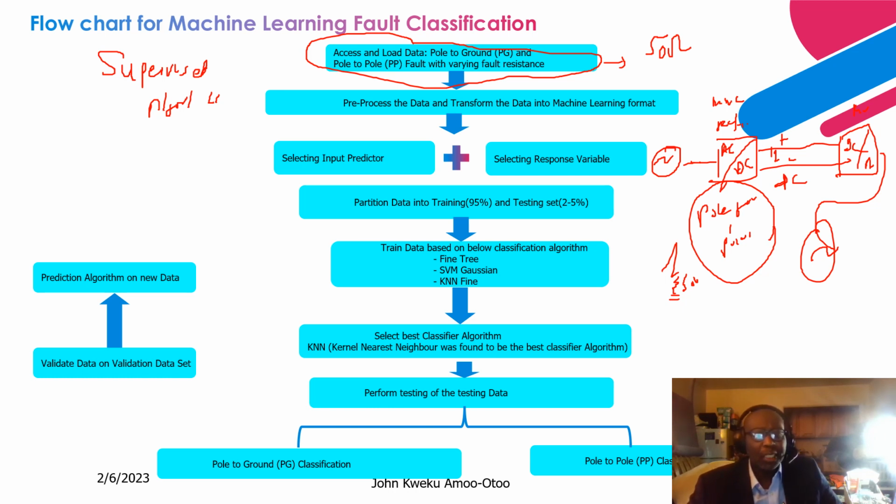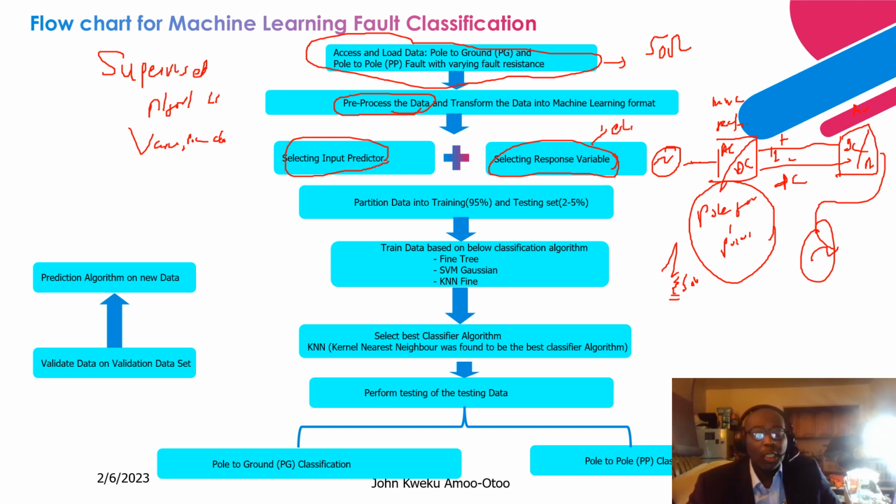The first thing I did was pre-process the data. Pre-processing the data means assigning all the variables, the predictors and the classification, and transforming the data into a machine learning format. That is when you select the input predictors and the output classification.